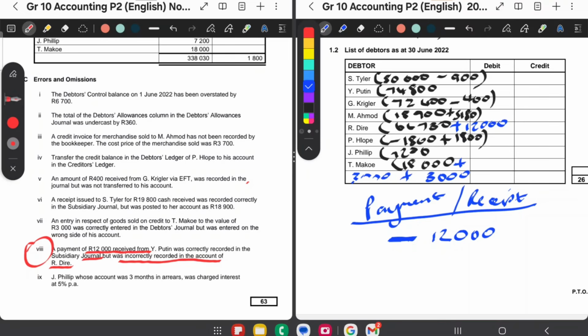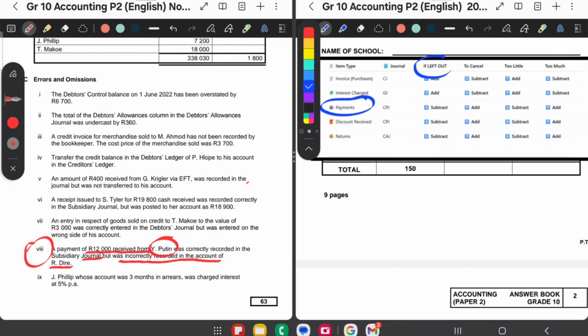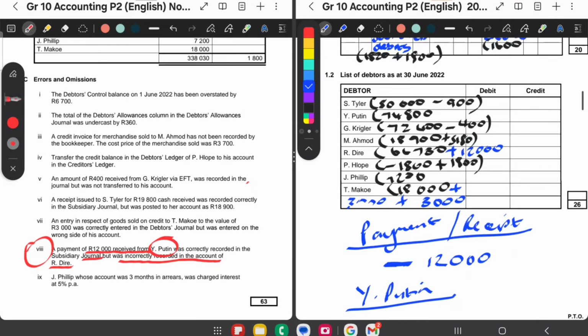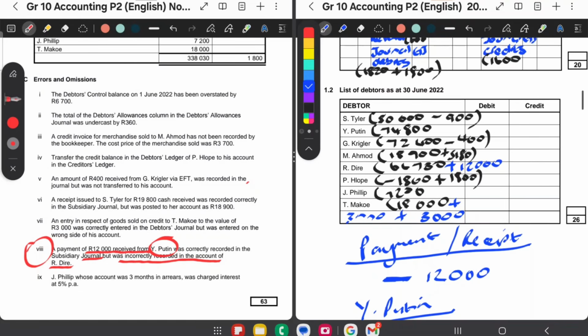And then I'm going to go to Putin's account. And I'm going to put in the payment or the receipt. So the payment we received, it makes his account less. When a payment is left out, it's a minus. So by Y. Putin, we are not cancelling it. We are actually just putting it in because it was left out. So minus 12,000.